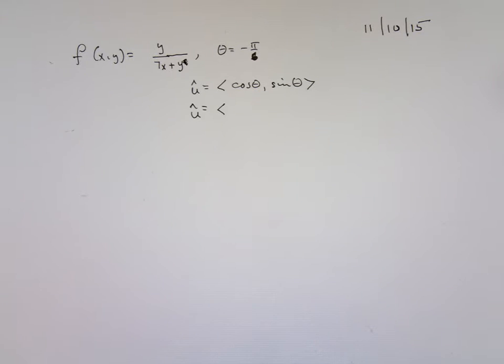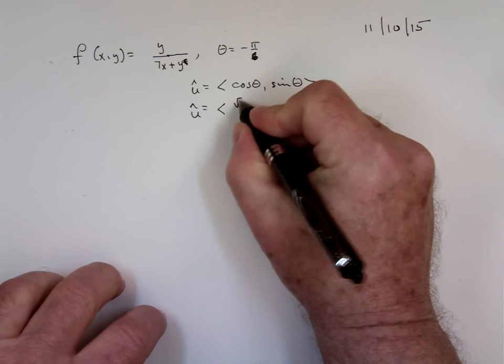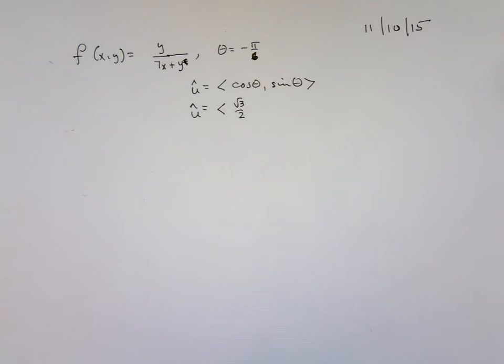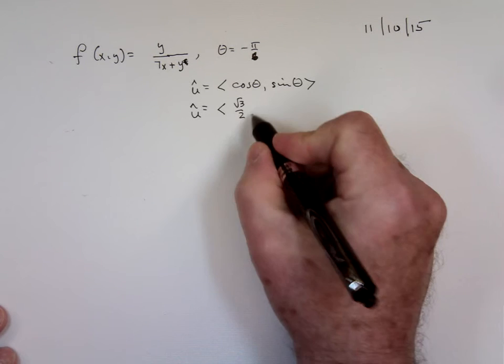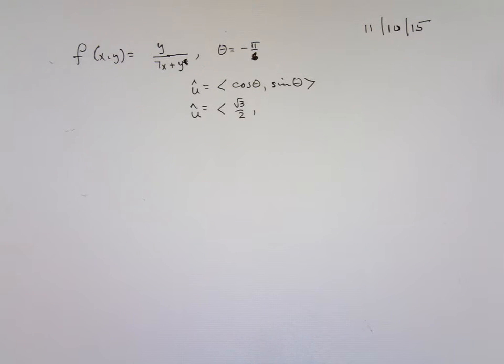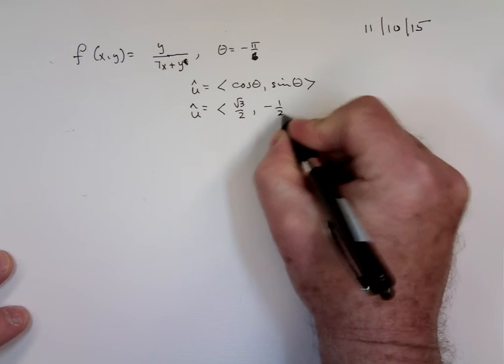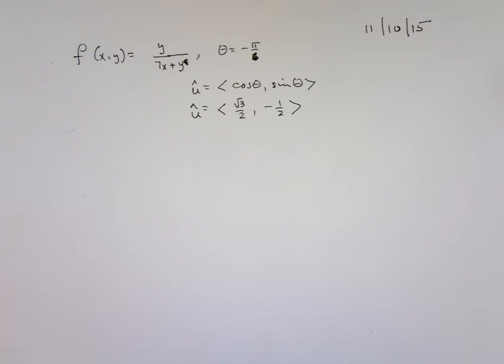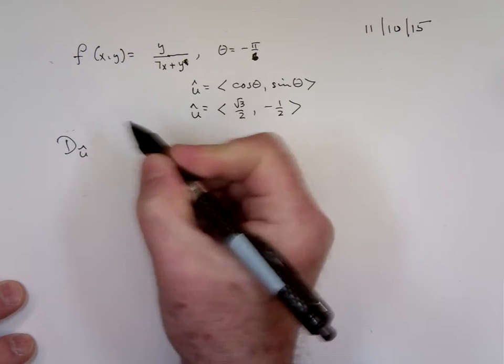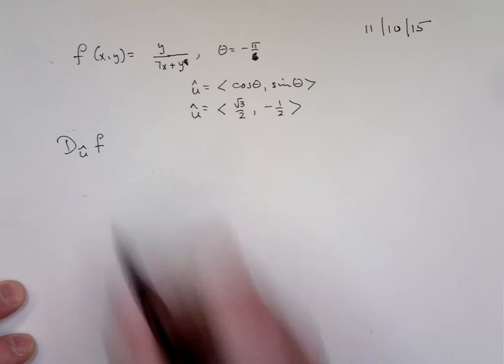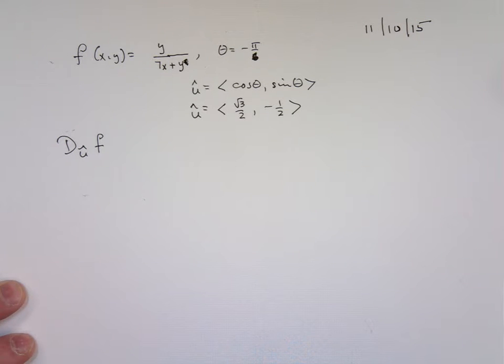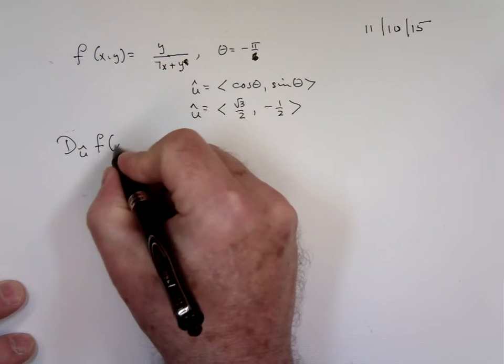Square root of 3 over 2. It's totally correct. Because we're in the fourth quadrant, for negative pi over 6 the cosine's positive, and we get square root of 3 over 2. And the sine of negative pi over 6 is going to be negative 1/2. Very nice. So that's the unit vector. Now, do they give us a point as well, or do we just have to find this in general? I guess in general. Okay, let's do it.